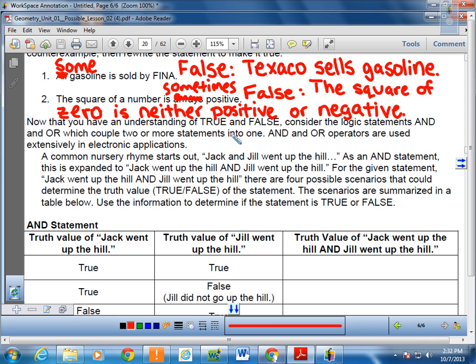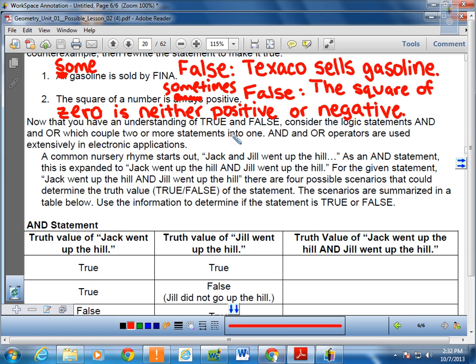Now that you have an understanding of true and false, consider the logic statements and or, which couple two or more statements into one. And or operators are used extensively in electronic applications. A common nursery rhyme starts out, Jack and Jill went up the hill. As an and statement, this is expanded to Jack went up the hill and Jill went up the hill.